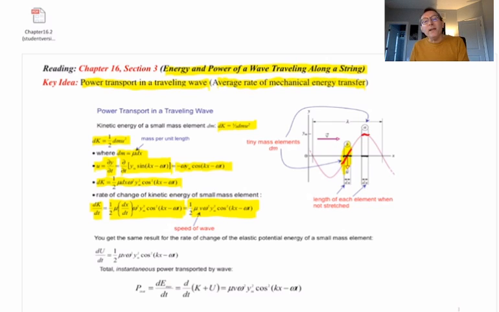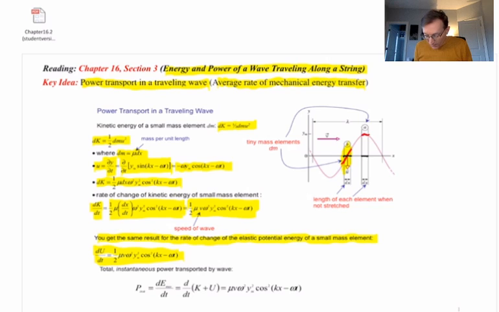And at this same point B, where the kinetic energy is the biggest, and therefore dK is the biggest, and therefore dK/dt is the biggest, the elastic potential energy is also the biggest, because that's where the stretch is most. I showed you that in the video, the animation. So I get the same result, here's the point, for the rate of change of the elastic potential energy of that small mass element of string. That would be written dU/dt. But it's exactly the same as dK/dt: 1/2 mu v omega squared y max squared cosine squared blah.